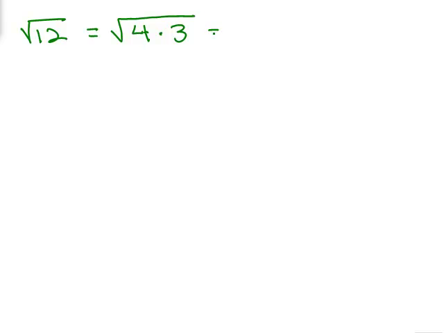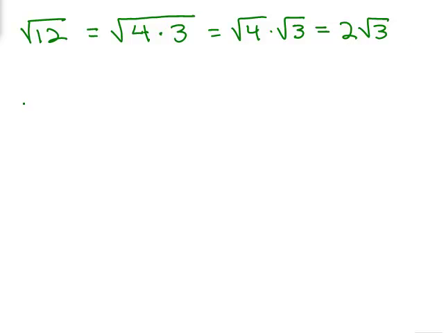Now, using the rule for multiplication with square roots, this could be written as square root of 4 times the square root of 3. And then the square root of 4 could be written as 2. So the answer could be written as 2 square roots of 3. So this is one way of doing it.